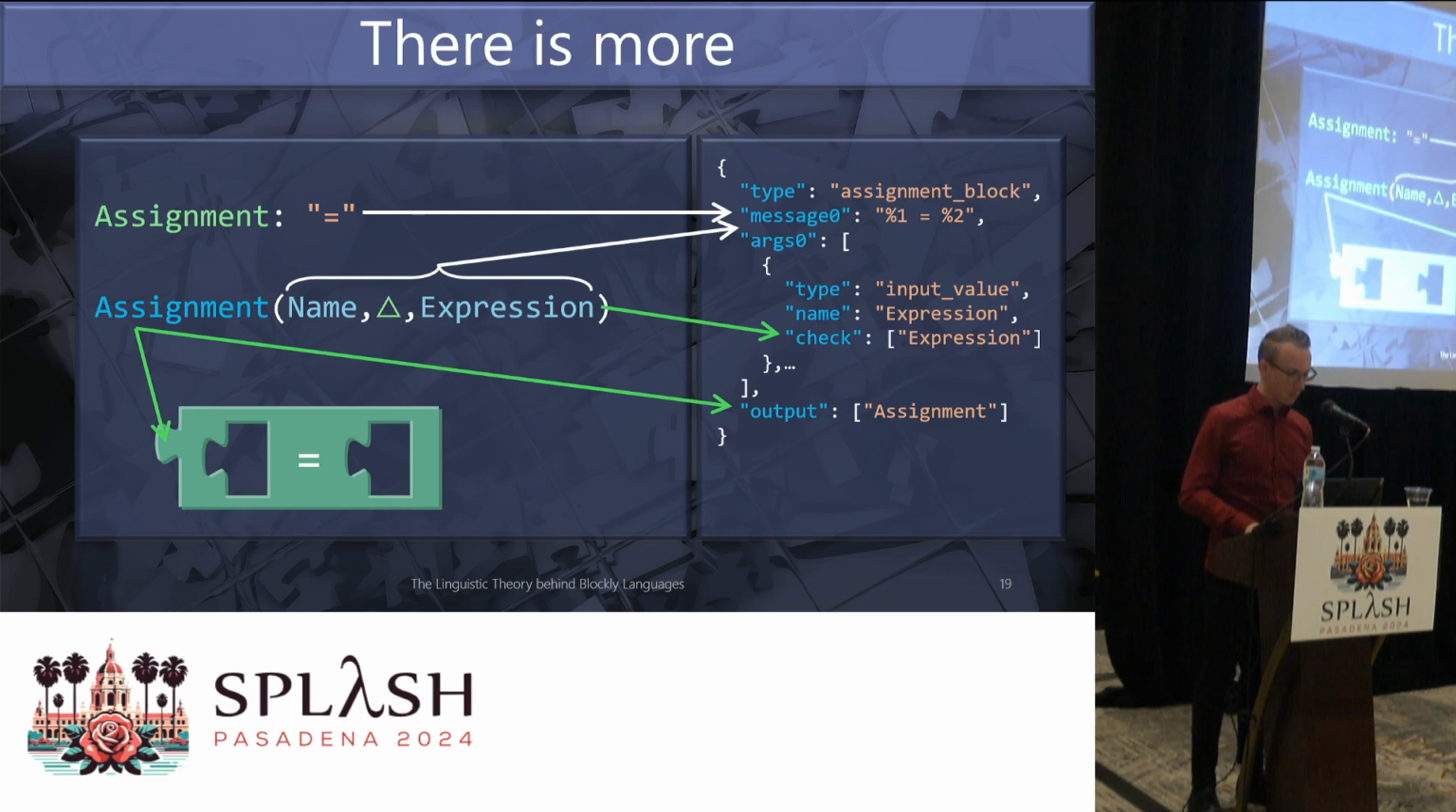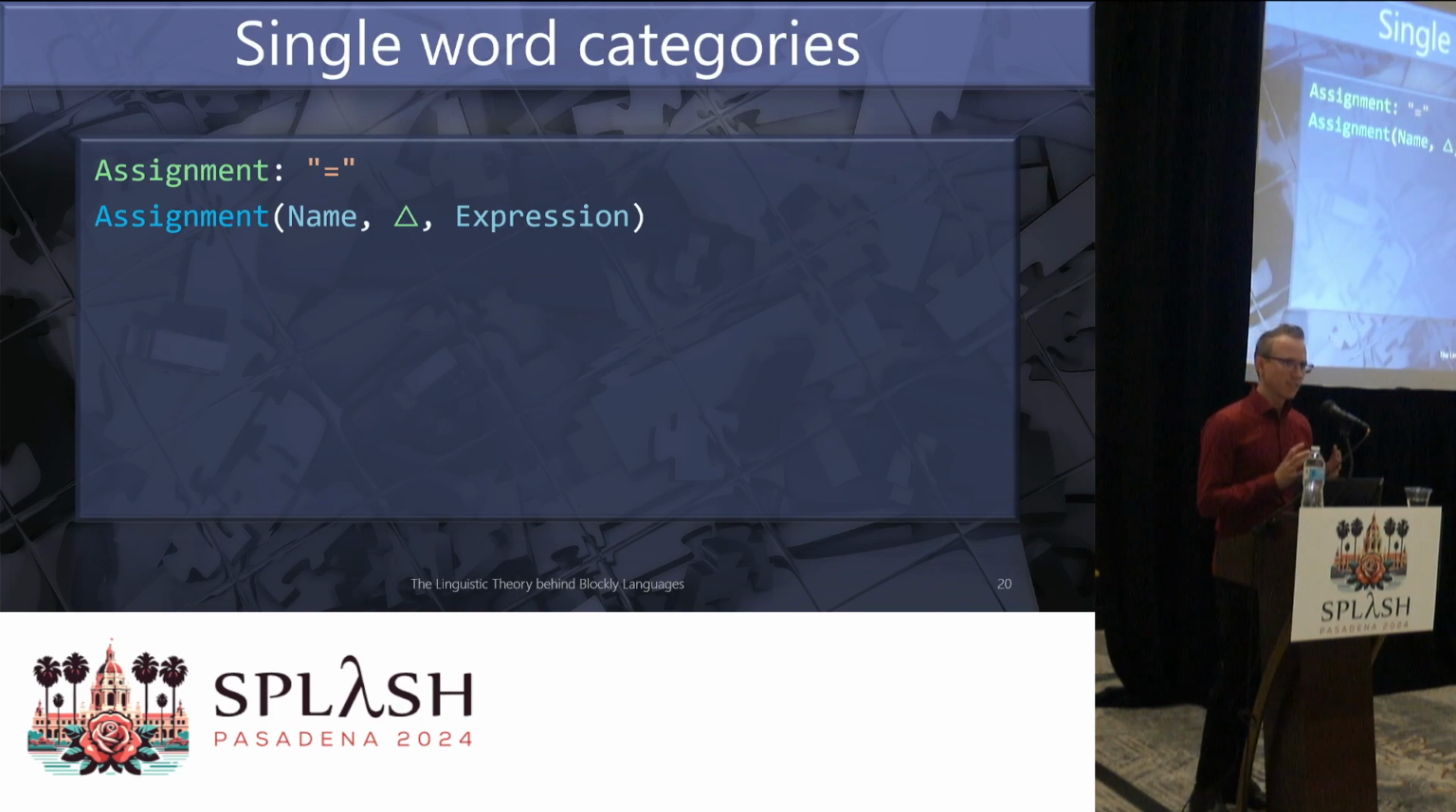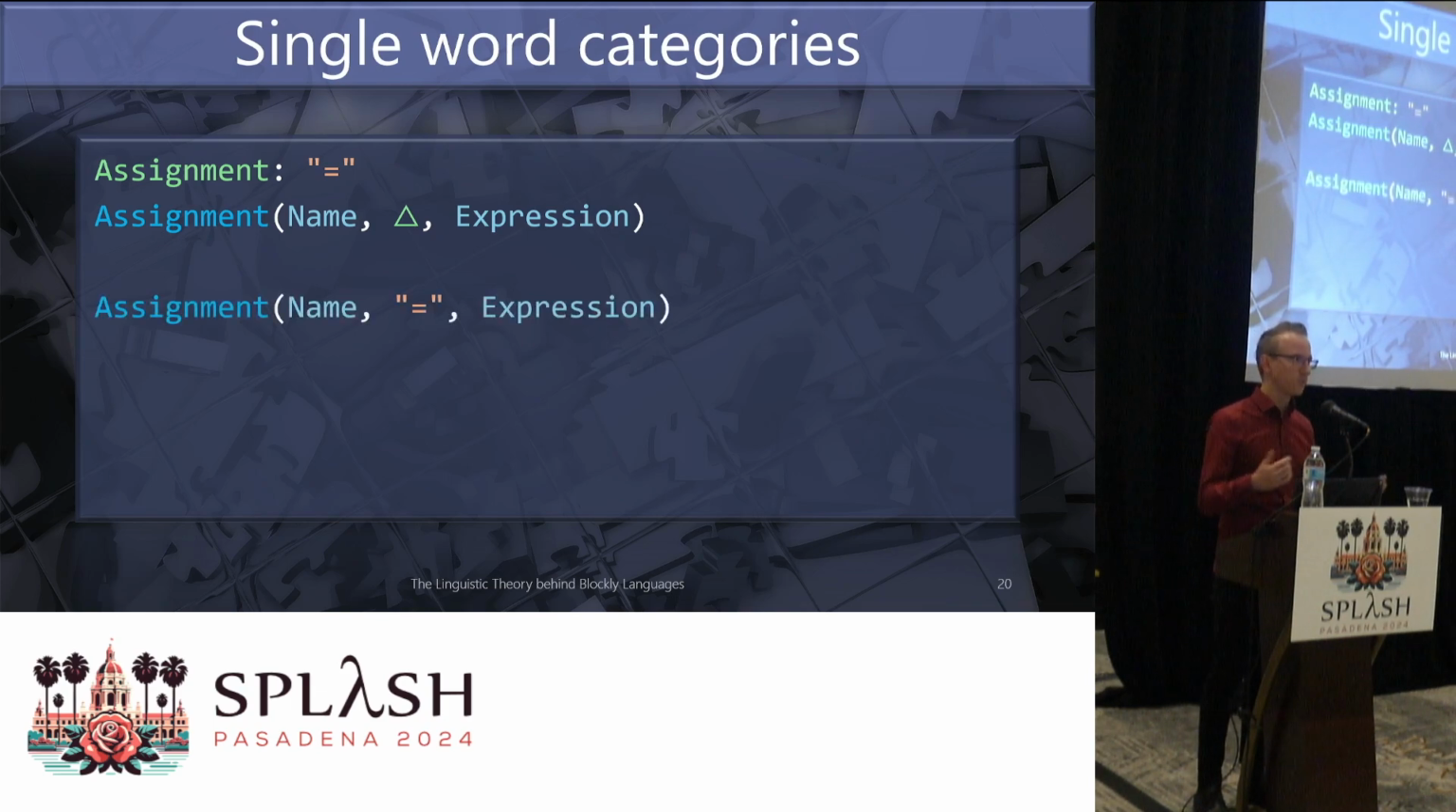So the first thing that you notice is that most of the time, if you define a programming language here, all your categories only have a single word in them. So it does not really make sense to split this declaration here, and we allow to just inline the word directly into the rule, which then also looks a bit more similar to a term definition or a production rule.